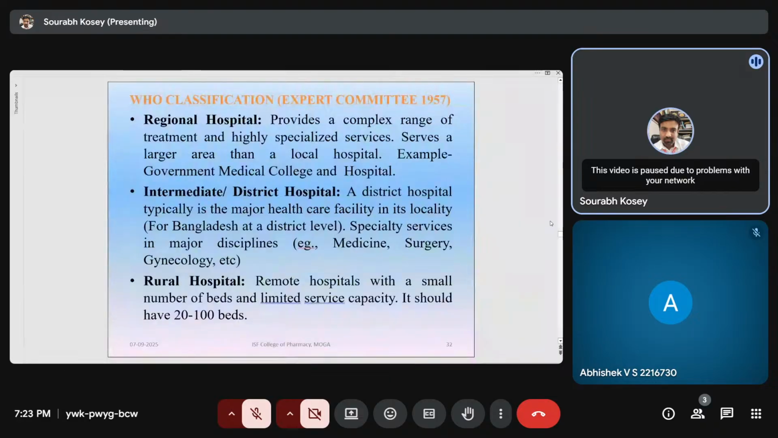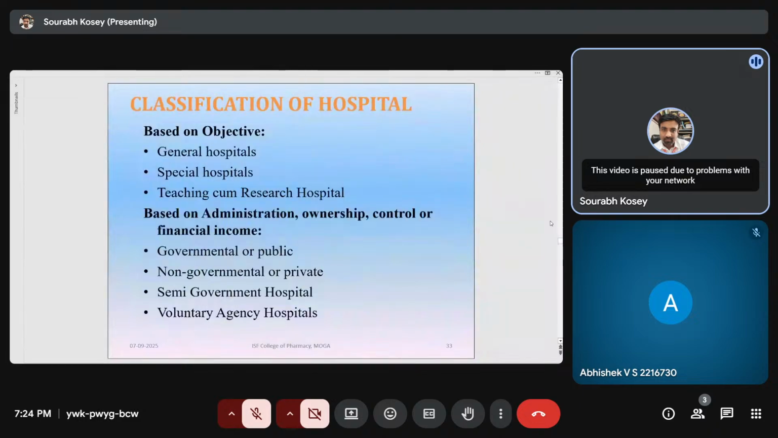As per the Bhore Committee classification and the 1957 WHO classification, hospitals are classified into regional, intermediate, and rural hospitals, where medicine, surgery, etc. are available. Regional hospitals are like Government Medical Hospitals, such as PGI Chandigarh, PGI Rohtak, AIIMS Bhopal, AIIMS Bathinda, and AIIMS New Delhi, etc. Rural hospitals have PHC and CHC services.